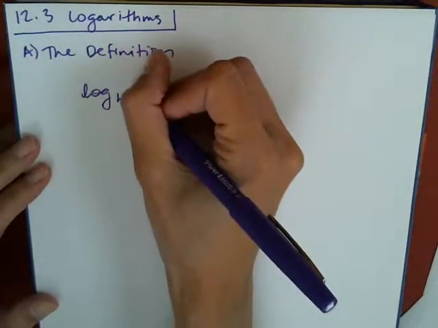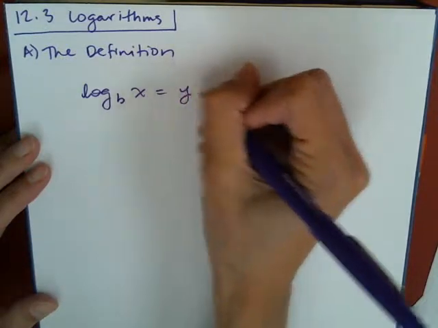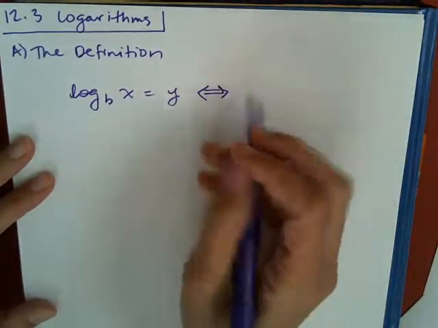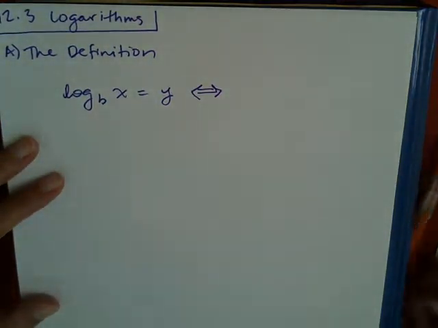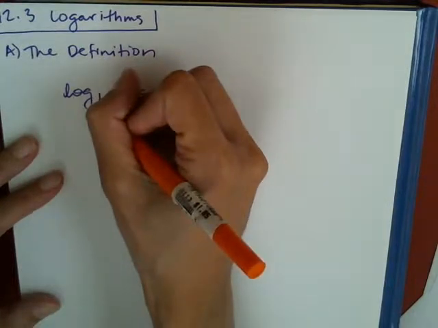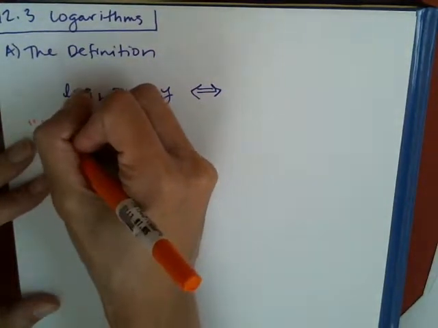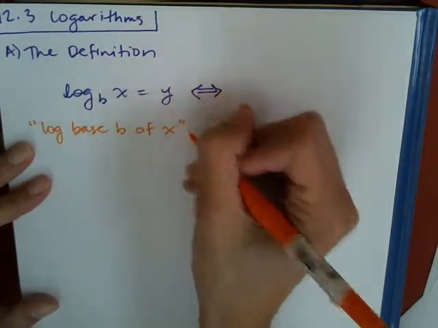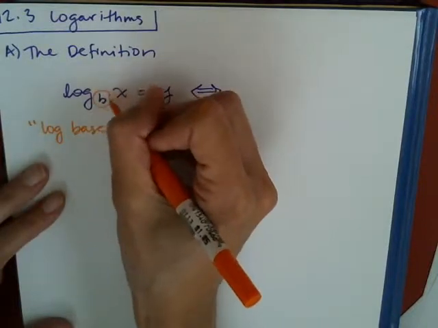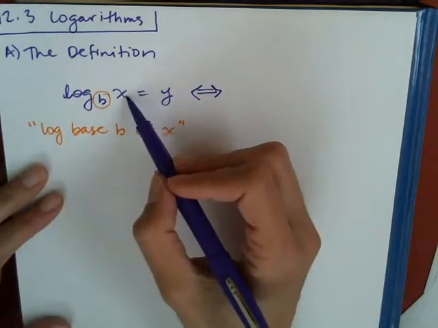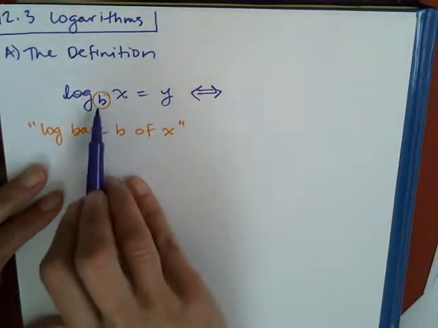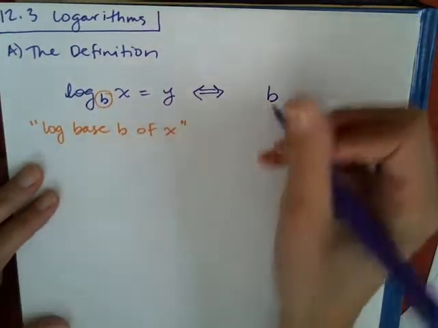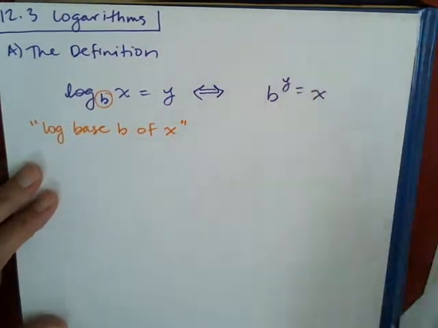Log base b of x equals y means, and there's two arrows here because you can go in either direction, so let's unwind this. I'm going to give you the language here. We read this as log base b of x. That language is so helpful because the base is b, which means when I rewrite it, I write the base over here on the other side: b to the y equals x.